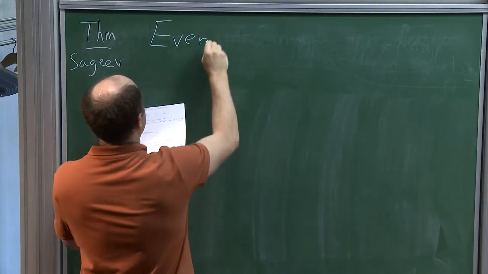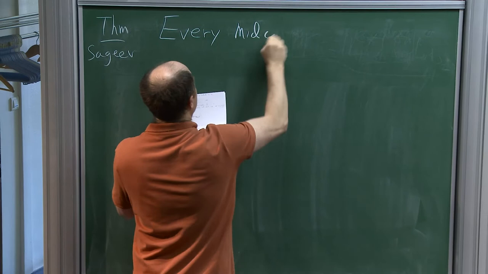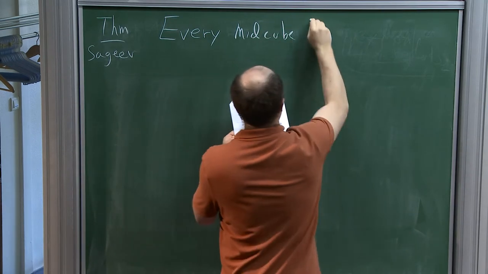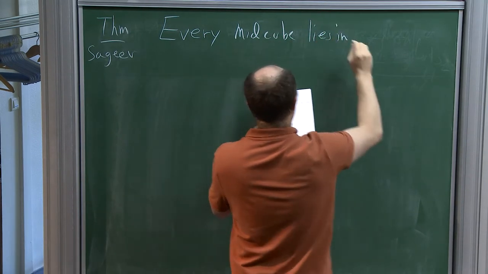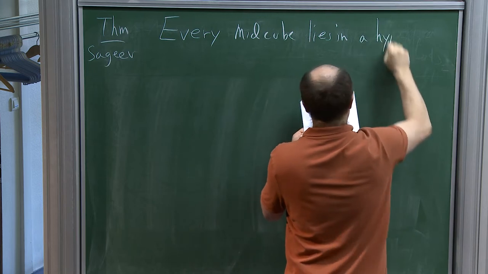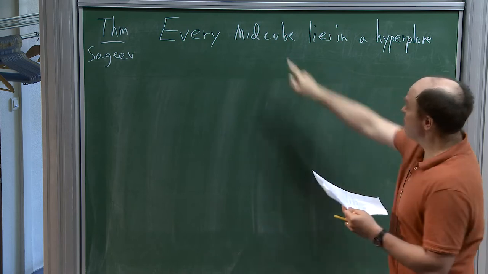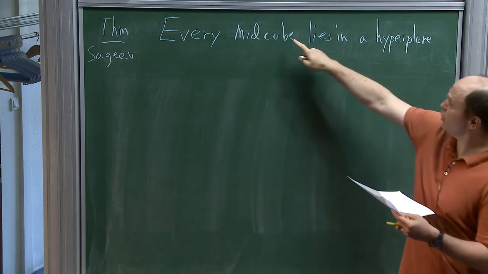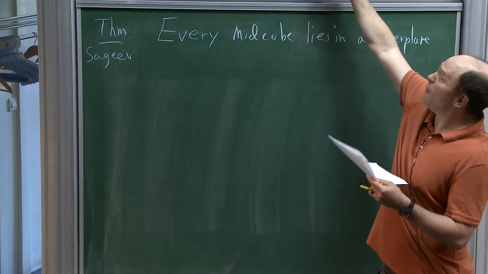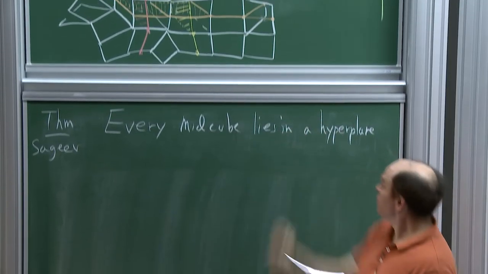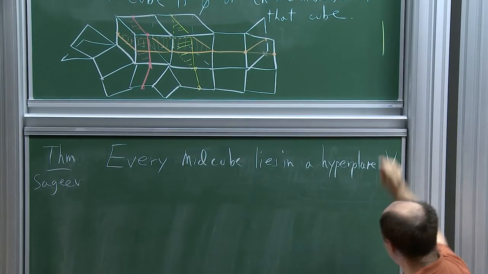Every mid-cube lies in a hyperplane. Meaning every mid-cube of a cube within our CAT(0) cube complex lies in a hyperplane. Let's call that hyperplane V.